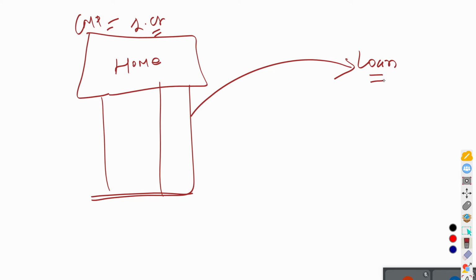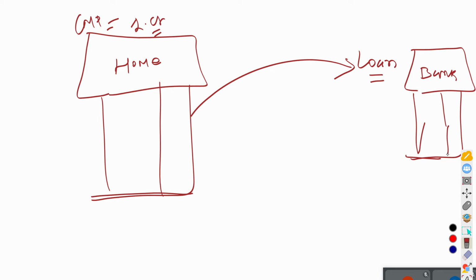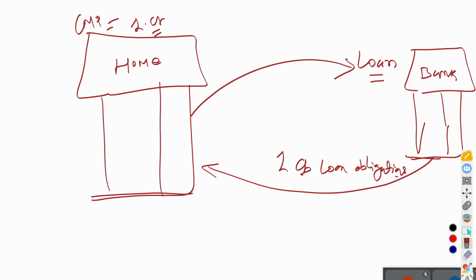When you approach the bank for a 1 crore loan, the bank will perform valuation, and then the bank agrees to 1 crore, let's assume. The bank is agreed with the 1 crore loan obligation. What if after the loan agreement, the price drops from 1 crore to 80 lakhs? Just think practically what will happen in this case.